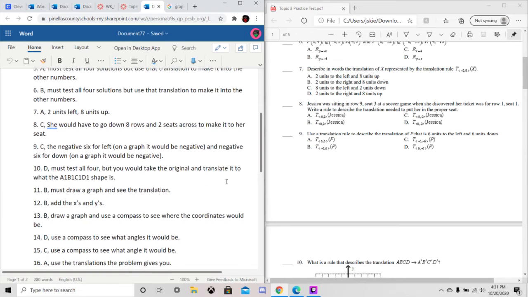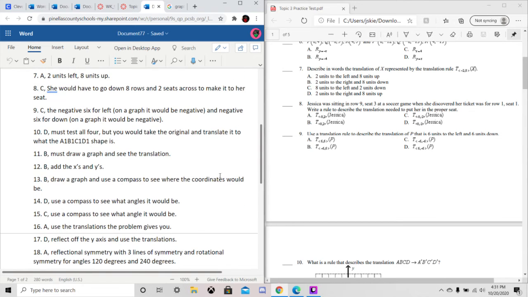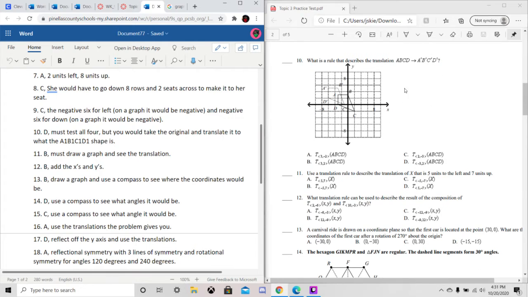Sorry, I'm doing this. Use a translation rule to describe the translation of P, that is 6 units to the left and 6 units down. So on the x-axis, if you go left, that's negative. You know that, right? Because it's on a graph. And down is negative for y, so it's just going to be -6, -6. It's just knowing stuff. For this, you're just seeing the translation, which is number 10. That's D. So you just count on a graph.